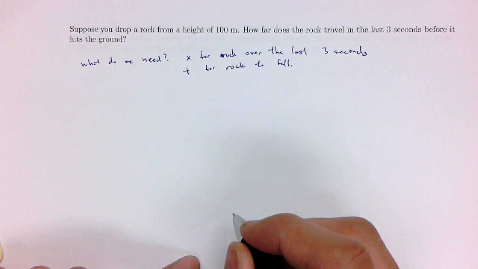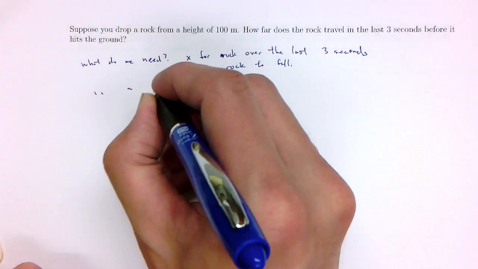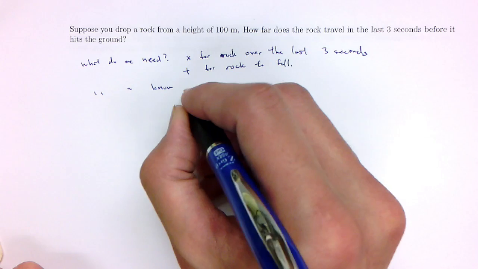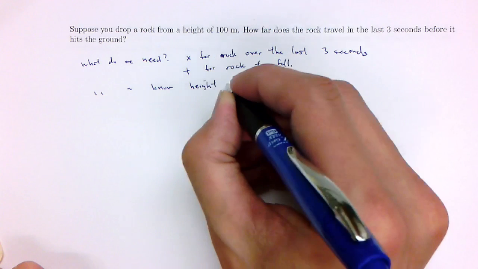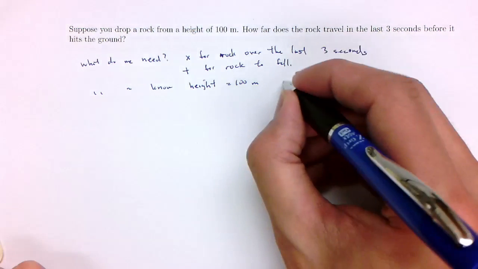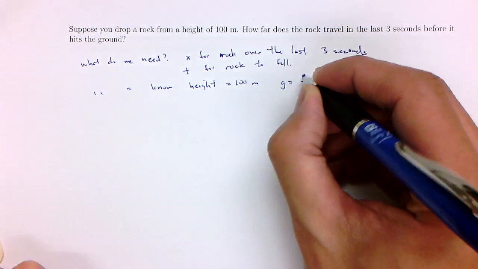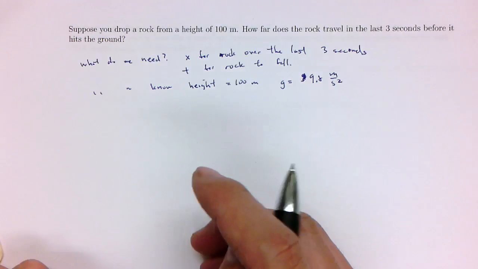Okay? So what do we know? Well, we know that the height is 100 meters. What else do we know? We know the acceleration due to gravity is 9.8 meters per second squared.